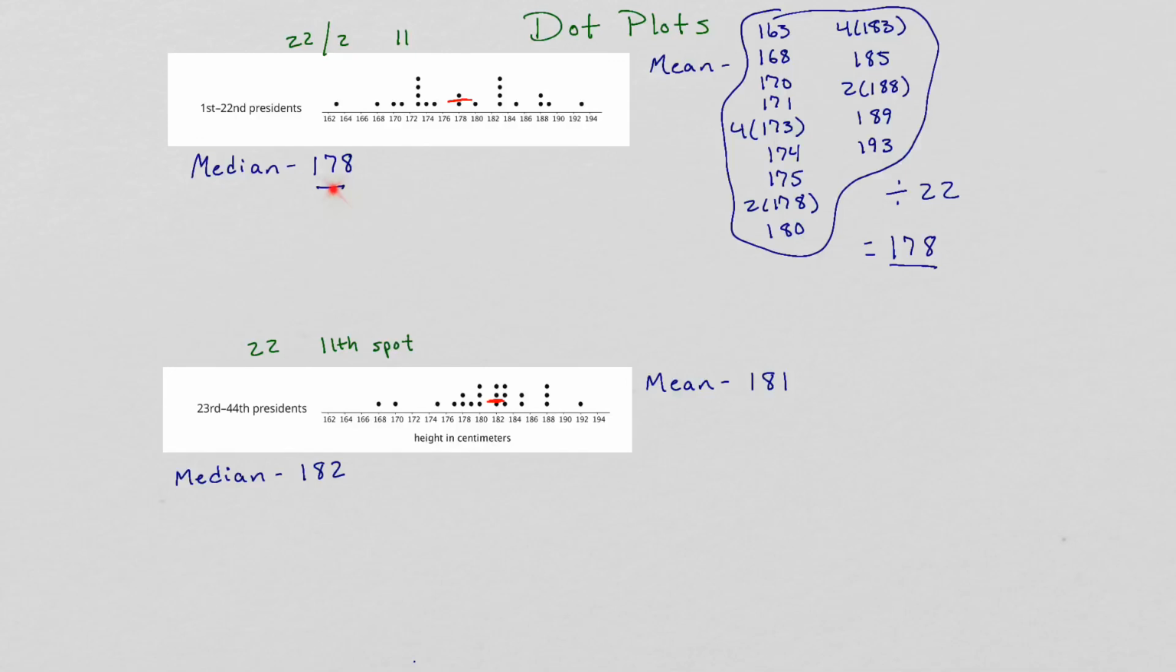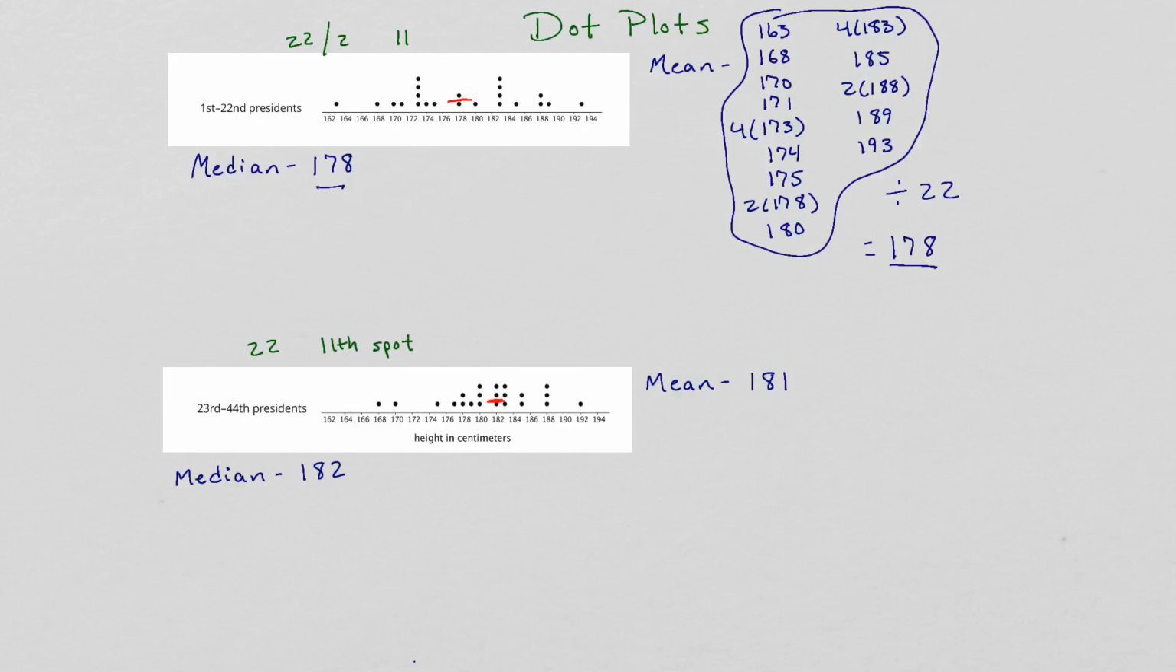Well, if we look at our median and our mean, they're both less than our median and our mean here. So it might be difficult to tell from the dot plots, but I would say yes, that presidents have gotten taller over time because of our statistical data that we've gathered here. We have a proof using statistical data that presidents have gotten taller over time.